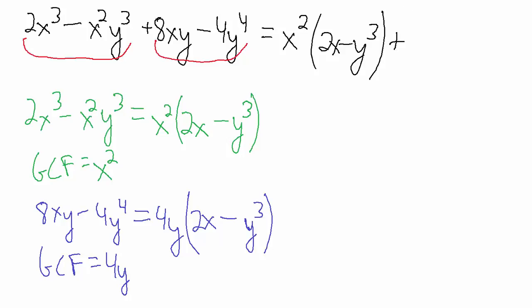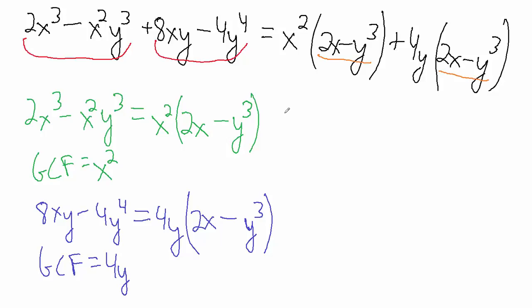Now we can come back up here and finish this. We know that 2x cubed minus x squared y cubed became x squared times the quantity 2x minus y cubed, once we factored using the greatest common factor. And now we have 4y times the quantity 2x minus y cubed. Just like in the previous example, notice that we have the exact same thing in the parentheses: 2x minus y cubed, 2x minus y cubed. When you factor by grouping, that's what's supposed to happen. If that doesn't happen, then something went wrong.